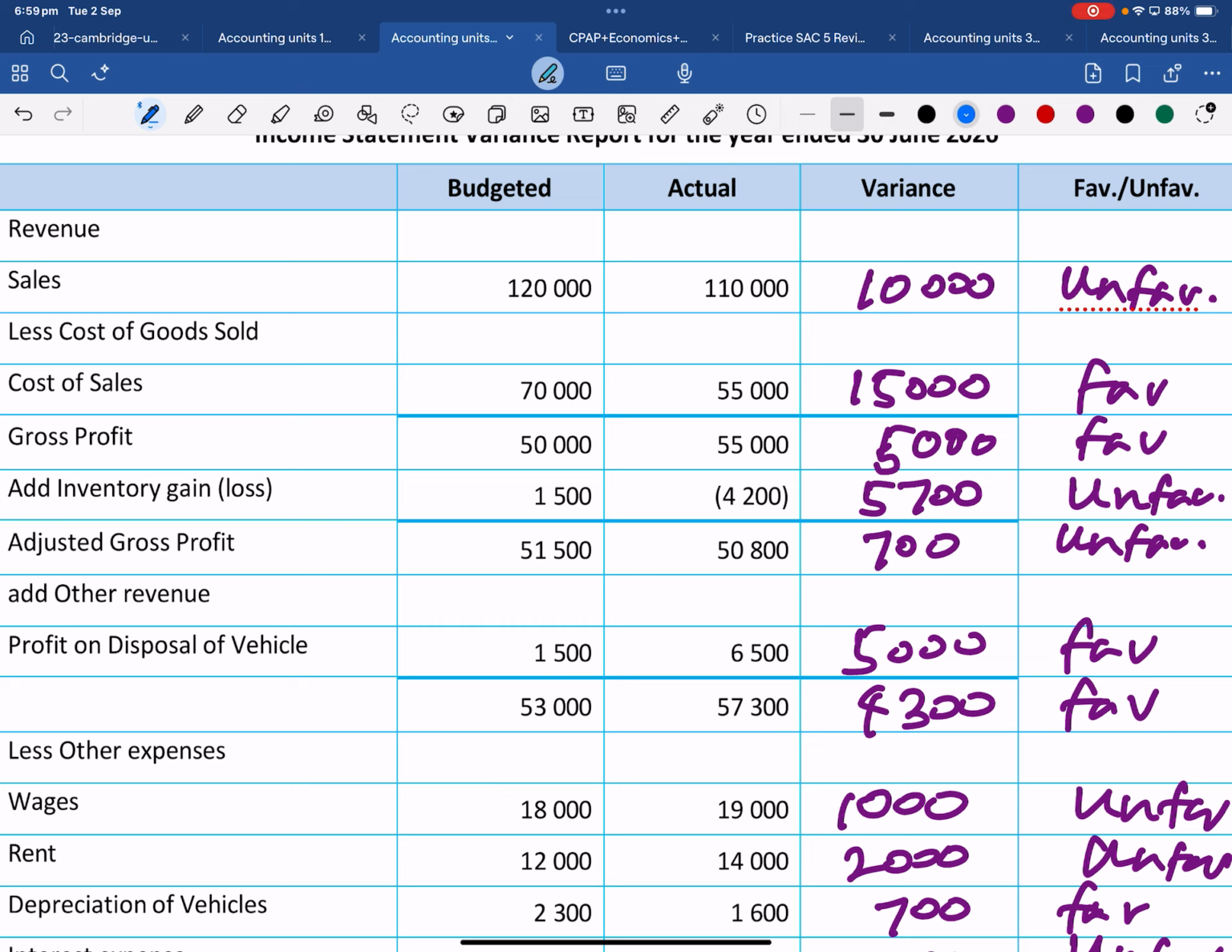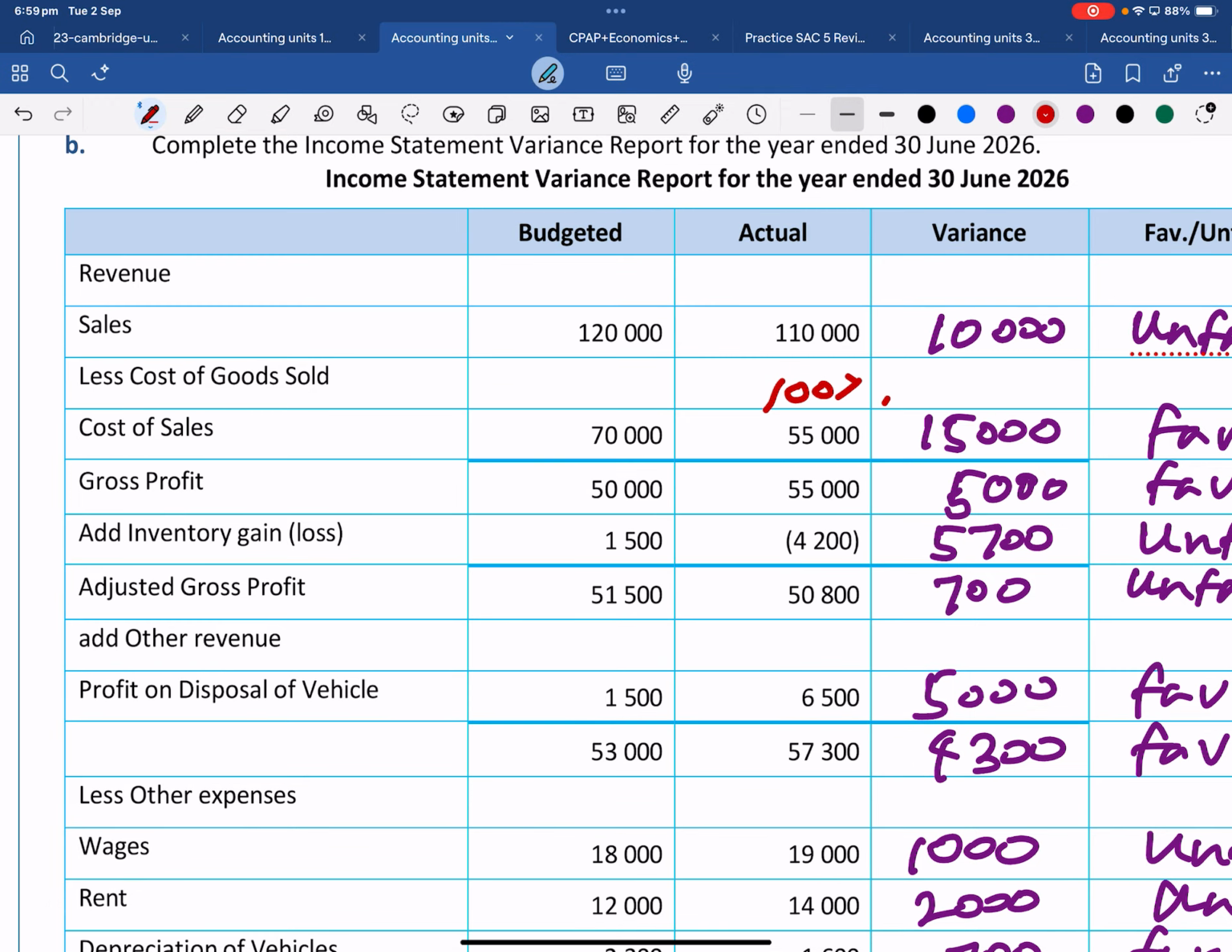Now see, what's the markup for the actual one, guys? 100%. Yes, correct, that's 100%. What about the budgeted? We have to calculate. Not 70. 50 over 70, times by 100. How much is it? Yeah, basically 71.5, something like that, 72%.